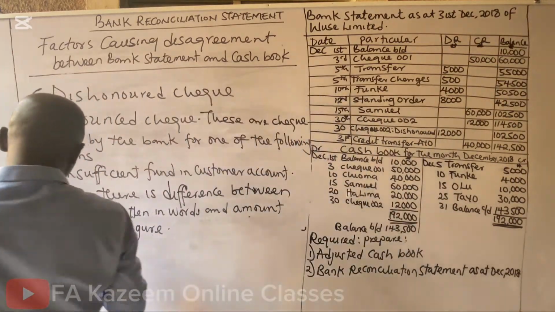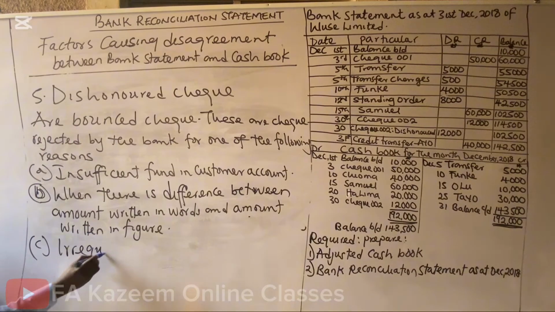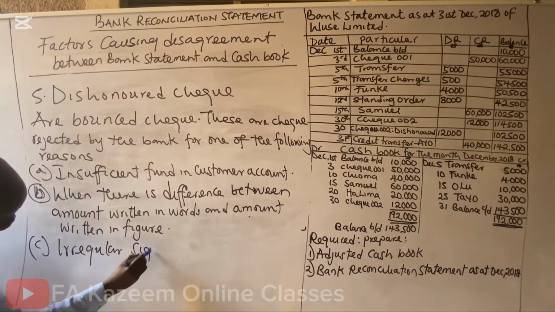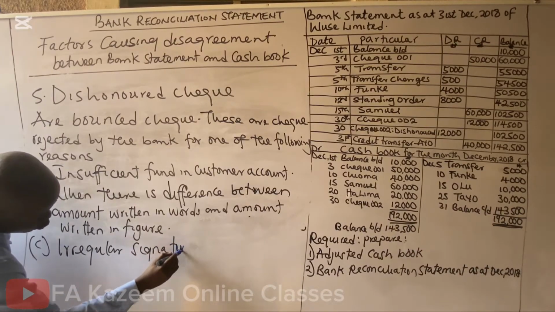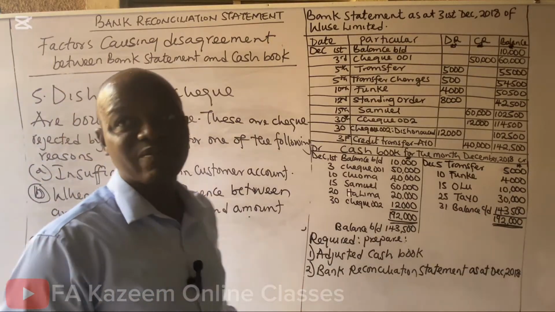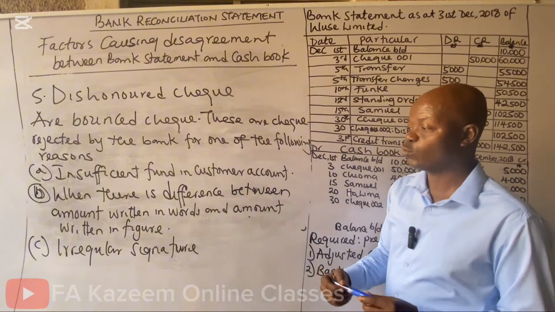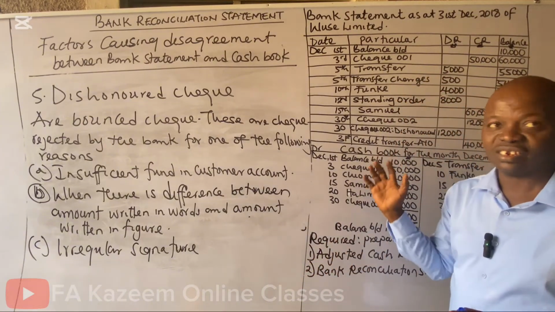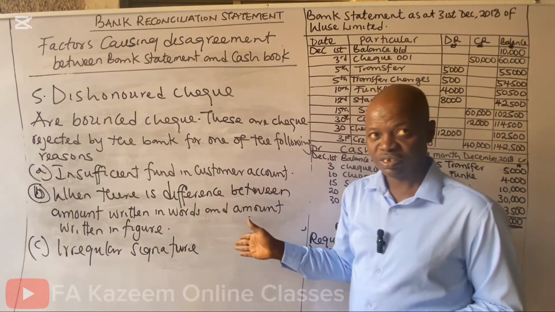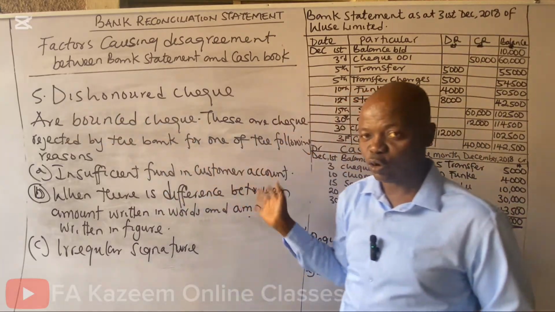3 is irregular signature. Where a customer signed a signature that is different from the original signature when the account was opened, such a check will also be rejected. All these 3 factors can lead to a check being dishonored.